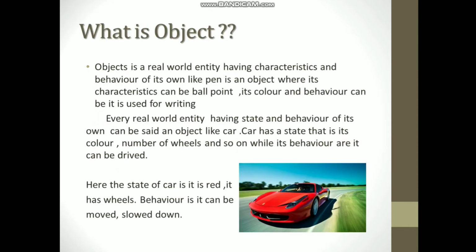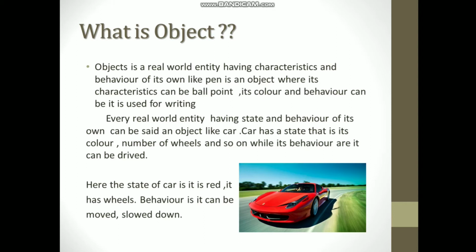Now what is an object? It is a real world entity having characteristics and behavior of its own. Like a pen. Pen is an object where its characteristics can be ballpoint, its color, and its behavior can be that it is used for writing. Now every real world entity having a state and behavior of its own can be said to be an object. Like a car. Car has a state, that is, it has its color, number of wheels and so on, while its behavior is that it can be driven, it can be moved.